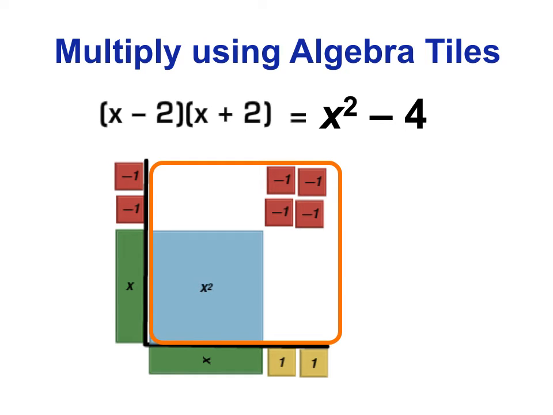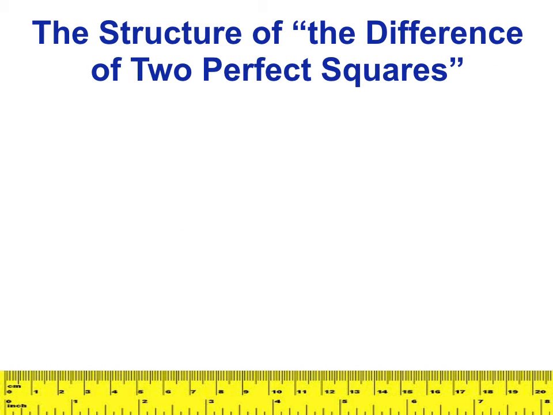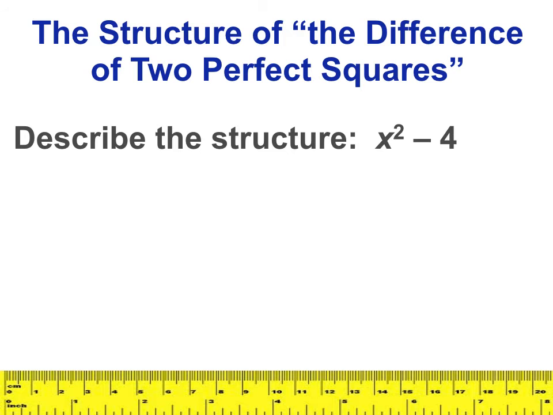And turns out x squared minus 4 is what we call the difference of two perfect squares. Because we have two perfect squares and we're subtracting them, it will factor into those two binomials that you see to the left, x minus 2 times x plus 2. So let's get a handle on the structure of the difference of perfect squares.